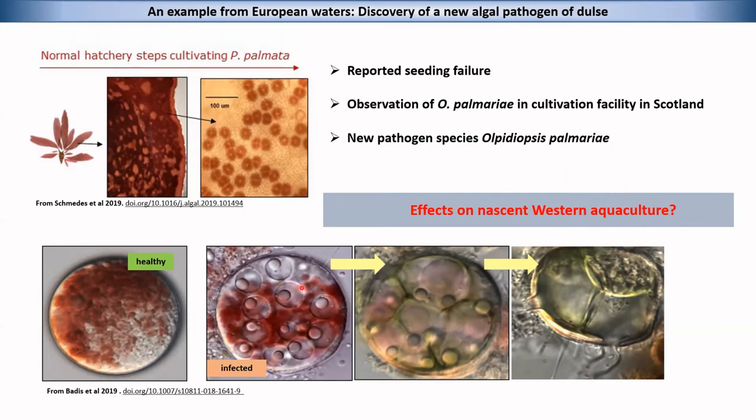A molecular barcoding analysis of this infected material revealed a new species of pathogen, which was named Pediopsis palmaria. This is a pathogen closely related to the Porphyra pathogen that I have just introduced a few slides earlier. And we can assume that this pathogen contributes, at least to some extent, to the difficulties that are experienced in the Western aquaculture of Palmaria palmata at the moment.